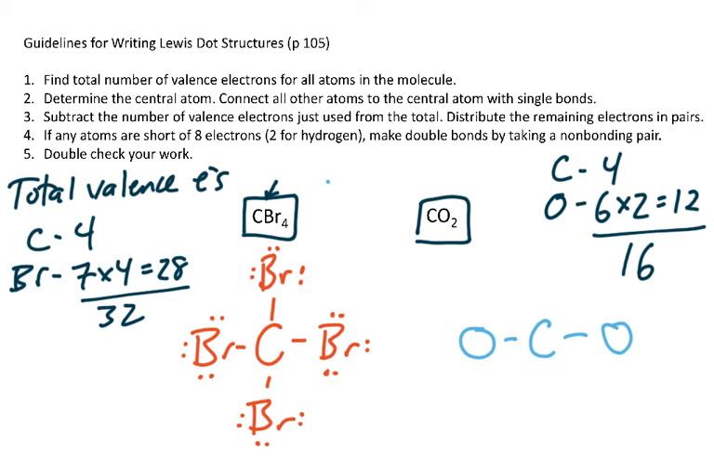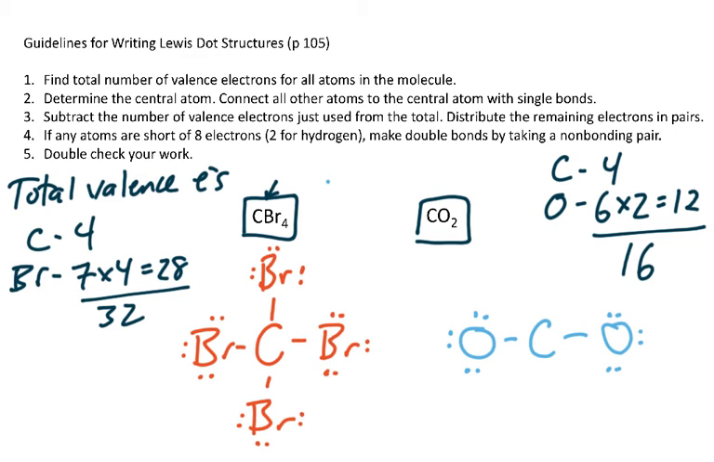And now we've used up 4 electrons. So we will distribute the remaining electrons in pairs around on the oxygens. So we have 2 and 4, 6, 8, 10, 12, 14, 16. All right, cool. So we used up all the electrons. And we're good, right? No, not right. Carbon only has 2 bonds. So carbon needs 4 bonds.